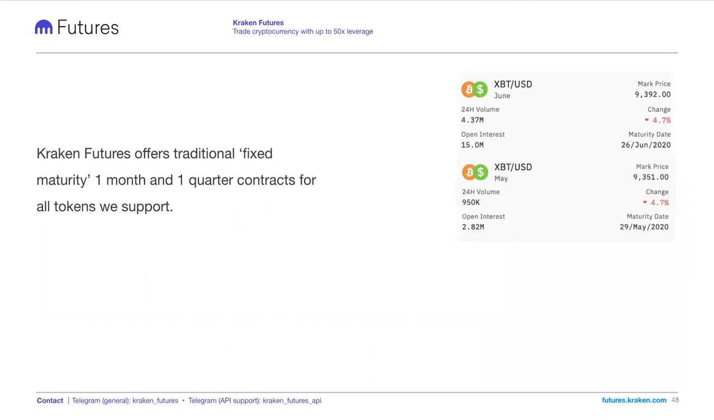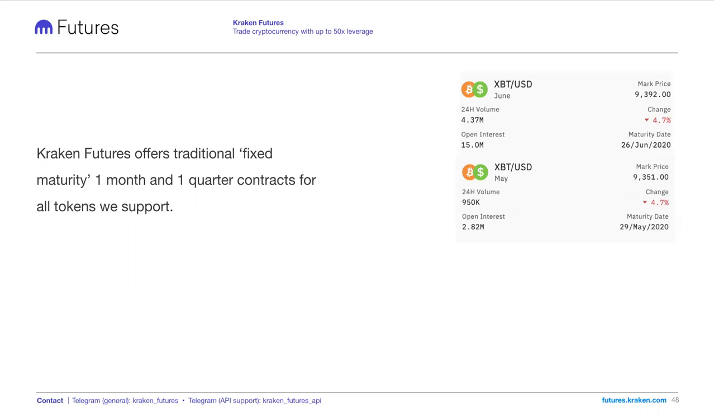So in Kraken Futures, we have some traditional style contracts. They're called fixed maturity. We have 1 month and 1 quarter contracts for all of the tokens that we support. The way it works is these contracts expire essentially on the last Friday of the month, and the last Friday of the quarter. So it expires at a fixed time each month and each quarter. You can always see the maturity date, and we'll talk about how to find that in the live trading interface later. So these are more traditional style futures contracts.